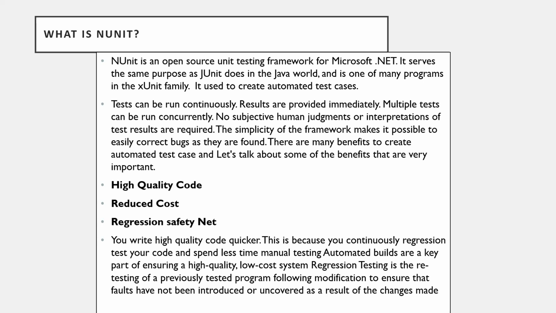And the regression safety net: when you're running continuous testing on your code, quality will increase, and you will be executing test cases multiple times. So definitely you will be coming out of increasing issues.